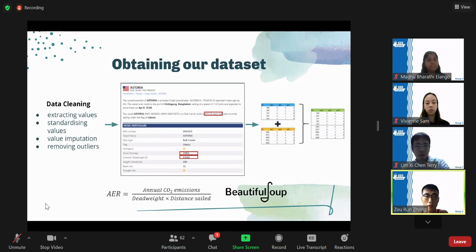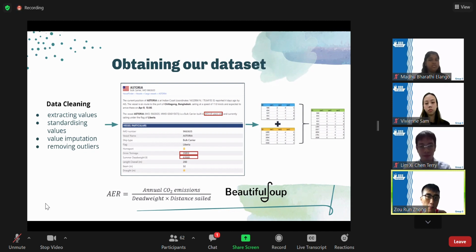We begin off by performing data cleaning, such as standardizing values in columns, value imputation of empty values, and removing outliers. We then perform web scraping via vesselfinder.com to obtain more ship features, such as gross tonnage, summer deadweight, as well as ship age.